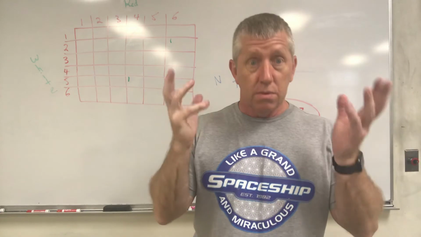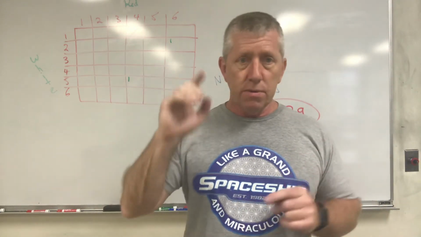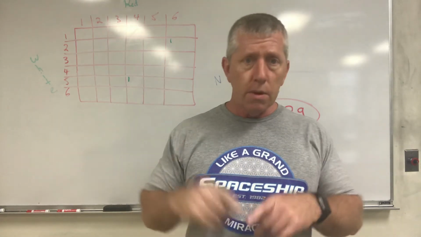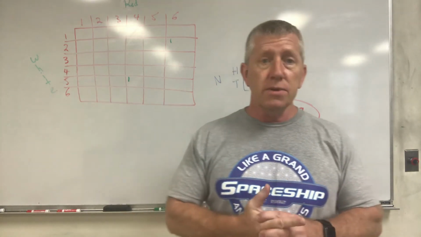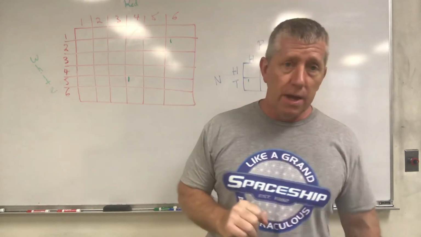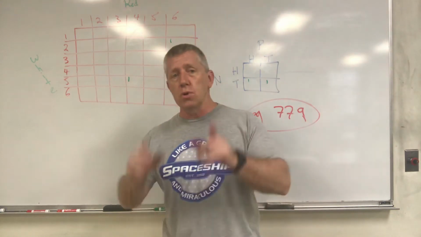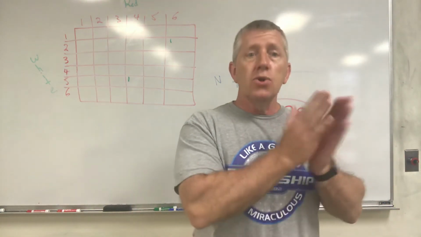What's the most common roll with 2 dice? 7. Why? The most combinations: 6 and 1, 1 and 6, 2 and 5, 5 and 2, 3 and 4, 4 and 3. This is the most common. You have a 16% chance of rolling a 7. That's the highest probability. So I want you to compare your rolls and your results to what actually should happen, the statistical probabilities.